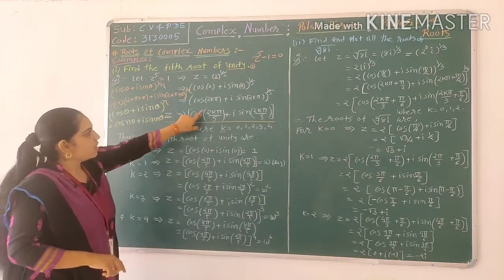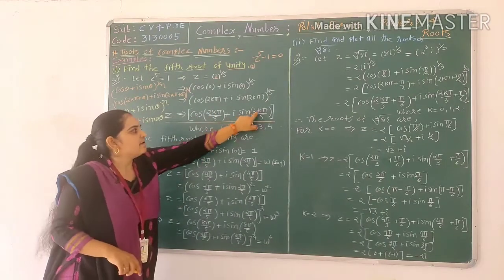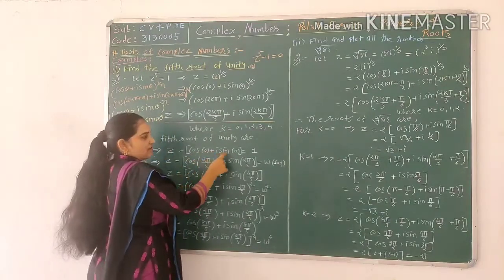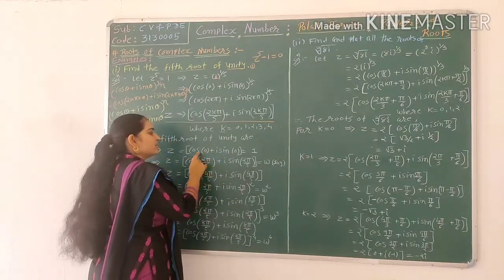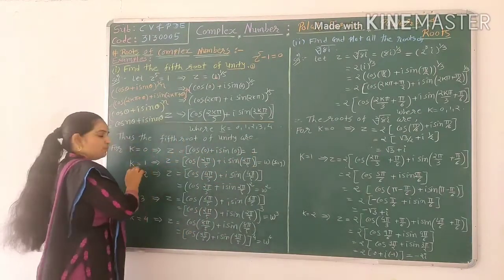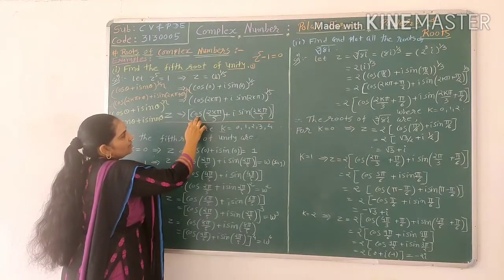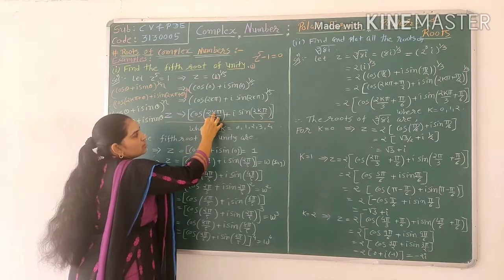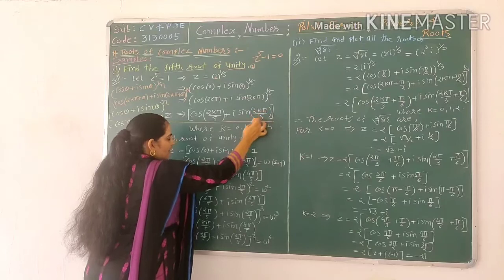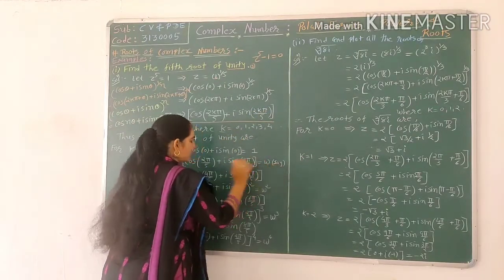Therefore, for k equal to 0, that is equal to cos 0 plus i sin 0. We know that cos 0 is equal to 1 and sin 0 is equal to 0. Therefore, 1 plus 0 is equal to 1. Now, for k equal to 1, cos 2 into 1 is 2, so cos 2 pi by 5 plus i sin 2 pi by 5. Now we write this as W.